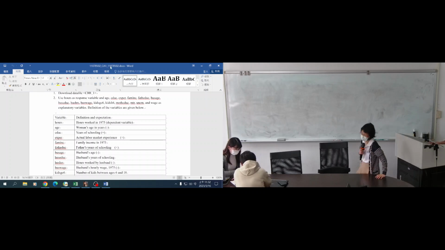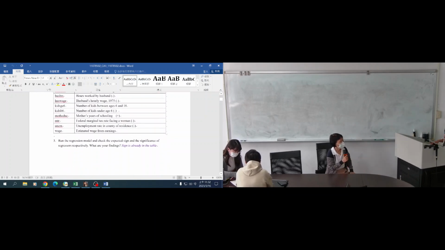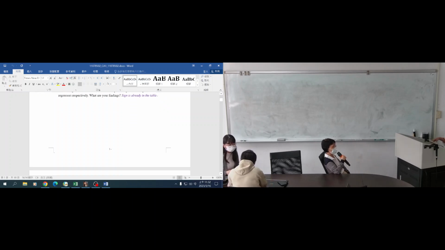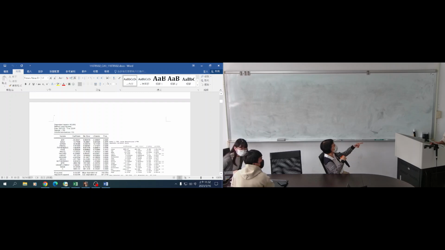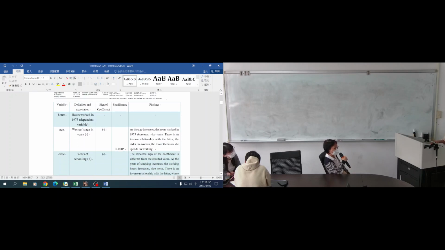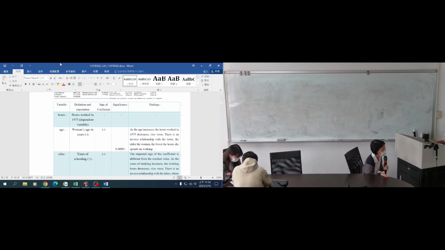Sure. So I just did the same. For the first one, I ran the regression model using Gretl. I just wanted to try. For the findings, I will focus first on the sign of the coefficient. For the woman's age, as the age increases, the hours worked in 1975 decreases, and vice versa. So there is an inverse relationship. Maybe it means that the older the woman, the fewer hours she spends working.